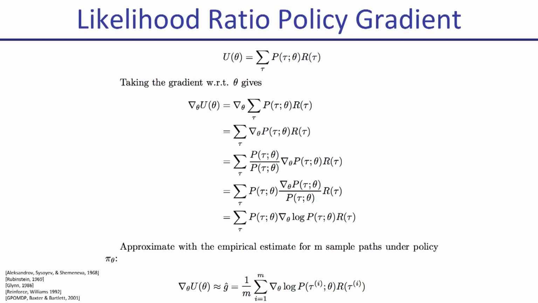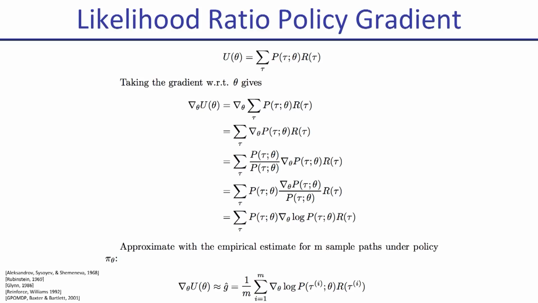i indexes over sample paths. We have m sample paths. So we execute our policy, we find paths, we compute the grad log probability of that path times reward, average that over all of them, and that's our gradient estimate. I haven't said yet how we compute this quantity here, the probability of paths. We'll get to that. But what we see here already is that we have an expectation, and if we can do this, it gives us an estimate of the gradient.